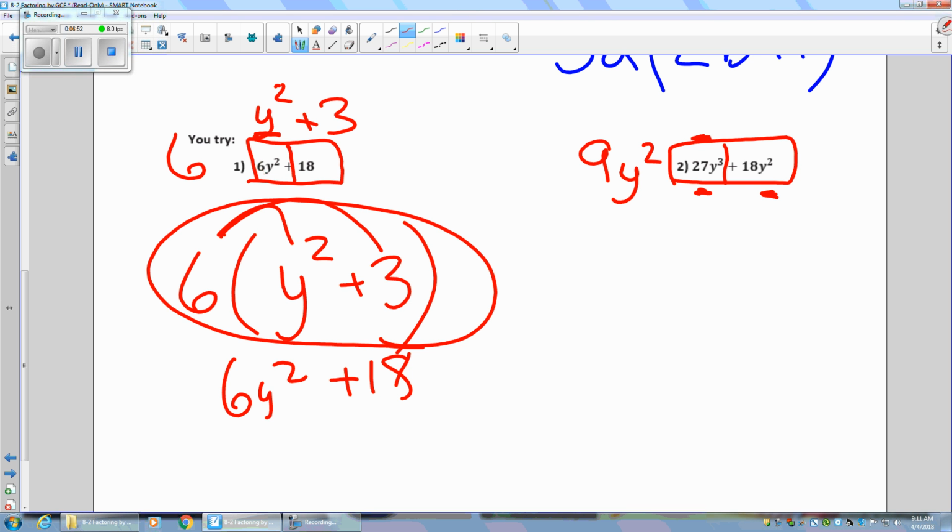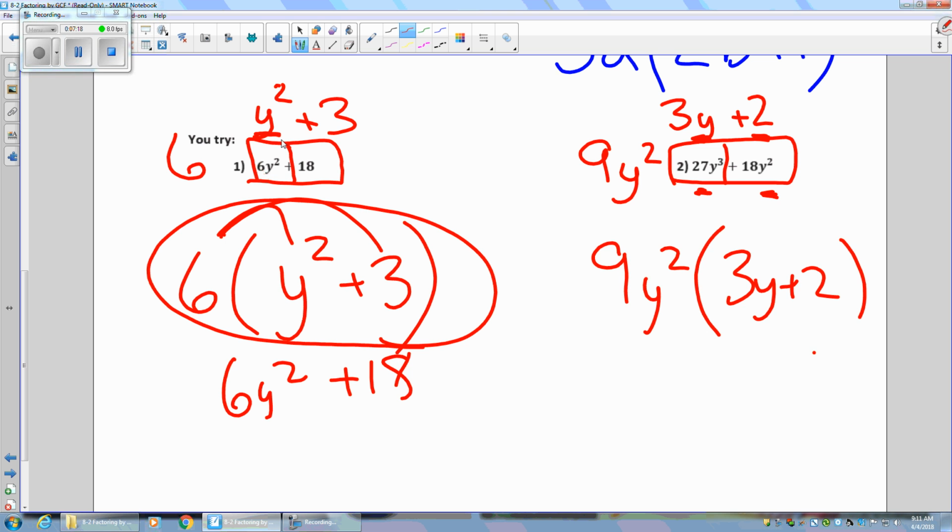So, what would have to go on top in order to make 27? Well, obviously, a 3. How about with the y's, though? How many more y's do you need in order to make 3? Well, you already have 2, so you just need 1 more. And how about on top of this guy? Obviously, it's plus 2. And you already have your 2 y's, so you're all set. So your final answer for this one would have been 9y squared, parentheses, 3y plus 2. All right, let's take a look at the next page, guys.